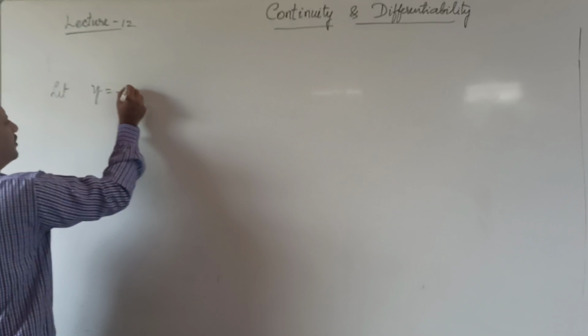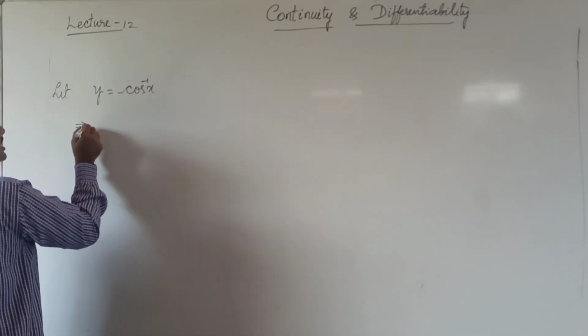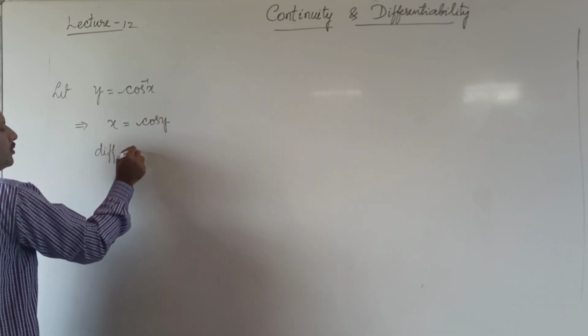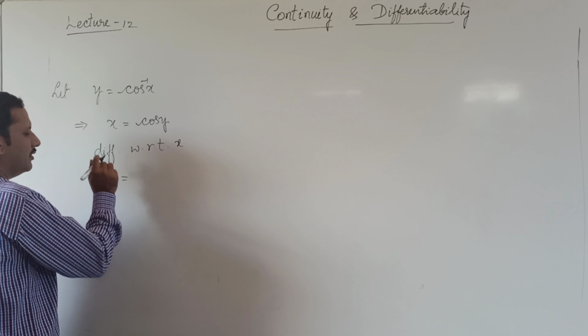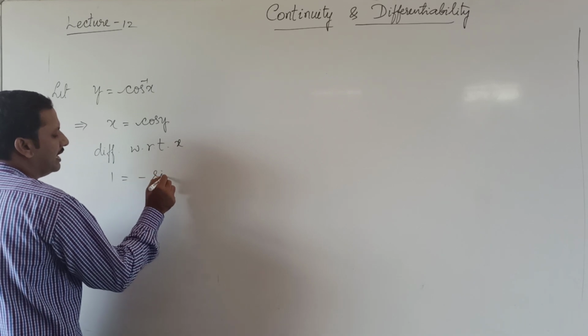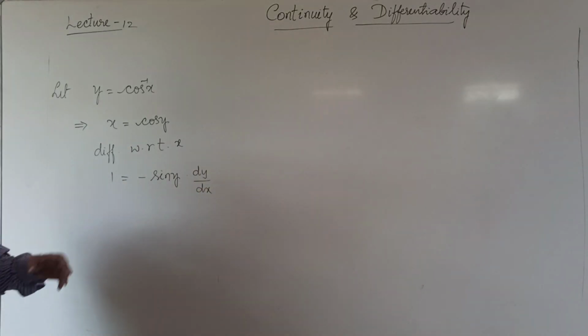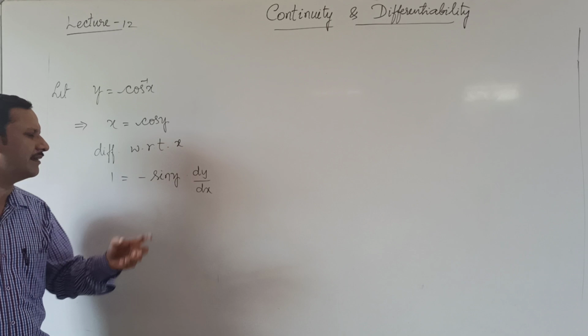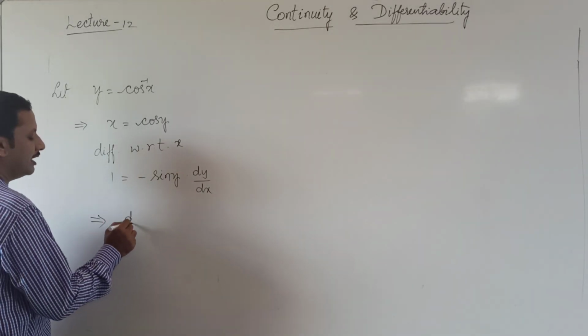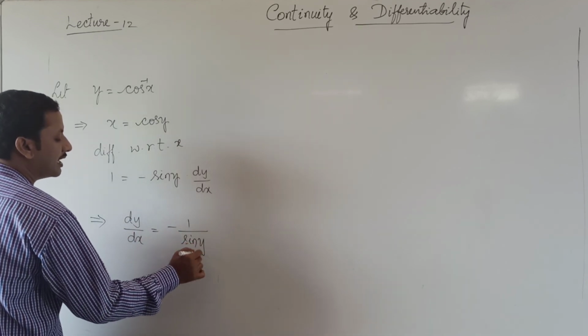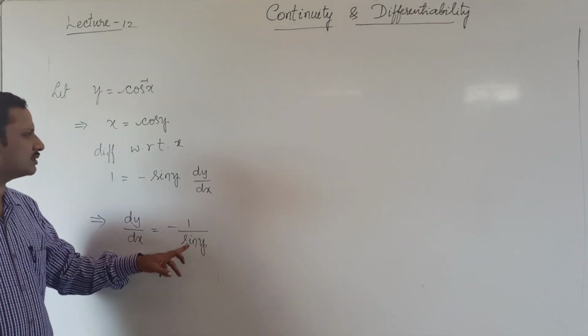I take y is equal to cos inverse x. By definition, I can write x is equal to cos y. Now I am differentiating with respect to x. Differentiating with respect to x, we get 1 is equal to derivative of x with respect to x, which is 1, and derivative of cos y with respect to x is minus sin y into dy by dx. That will imply that dy by dx is equal to minus 1 by sin y.